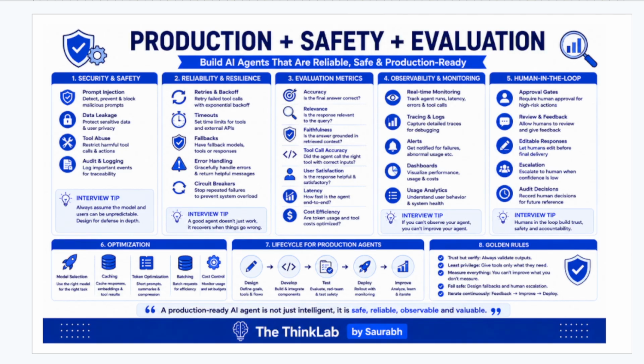Another concern is data leakage. Sensitive information should not be unnecessarily exposed to models, tools, logs, or users. Another concern is tool abuse. Agents should not have unlimited access to every tool. We should follow the principle of least privilege. Now let's talk about reliability. In a real system, APIs fail, tools fail, models fail, networks fail. Therefore, production agents need timeouts, rollback, error handling, and something like a circuit breaker.